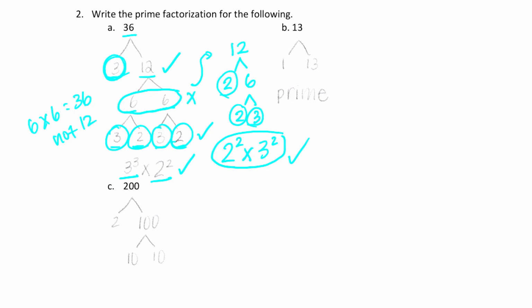Let's look at 13. This student broke that down into 1 times 13, which is correct. Both of those are prime because they only multiply by 1 and themselves, so prime is the correct answer. They did that problem 100% correctly.